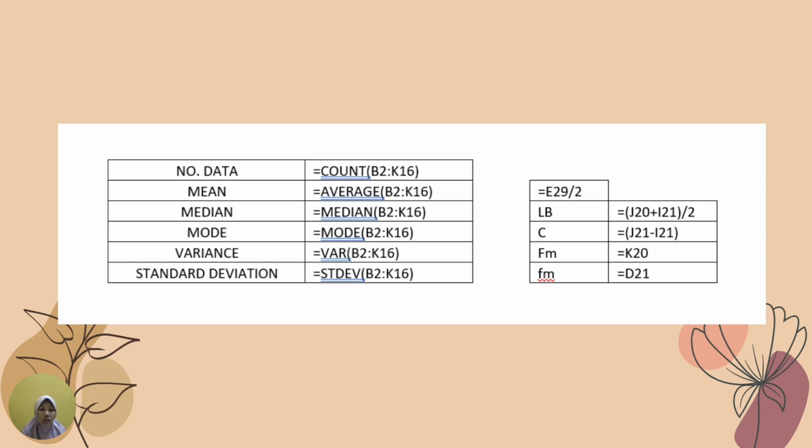In the next table, we use LB to mean lower boundary, C as the size of the class, FM as cumulative frequency, and FM as frequency to find the mode value.